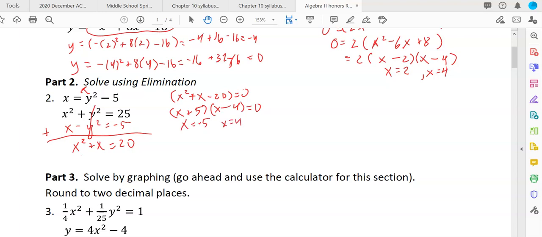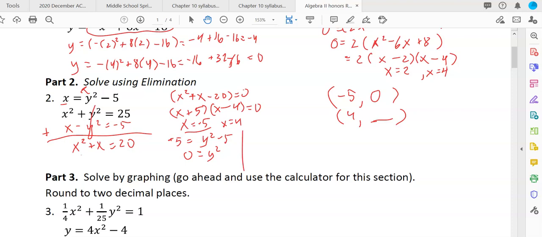We're going to plug that in over here. Figure out what our y is. In other words, I know I have one is negative 5 comma something. One is 4 comma something. So figure out what those somethings are. So if I get negative 5 there, I get negative 5 equals y squared minus 5. So I add 5 to both sides, I get 0 equals y squared. So square root, you get plus or minus 0, which is 0. And that does work in both equations.